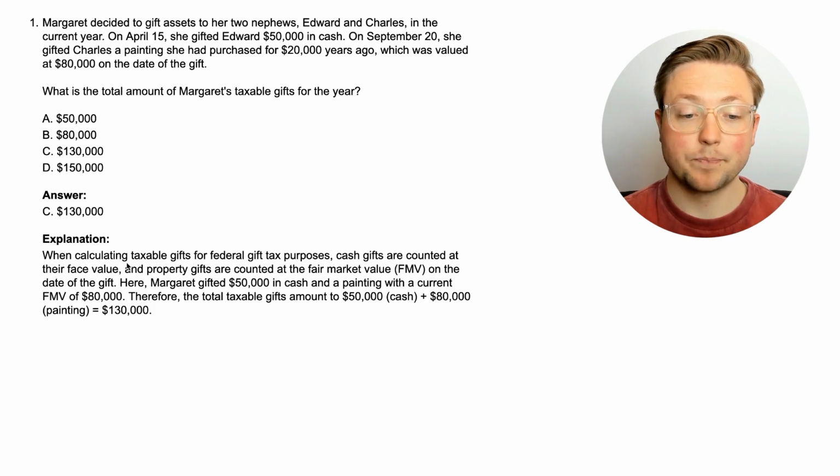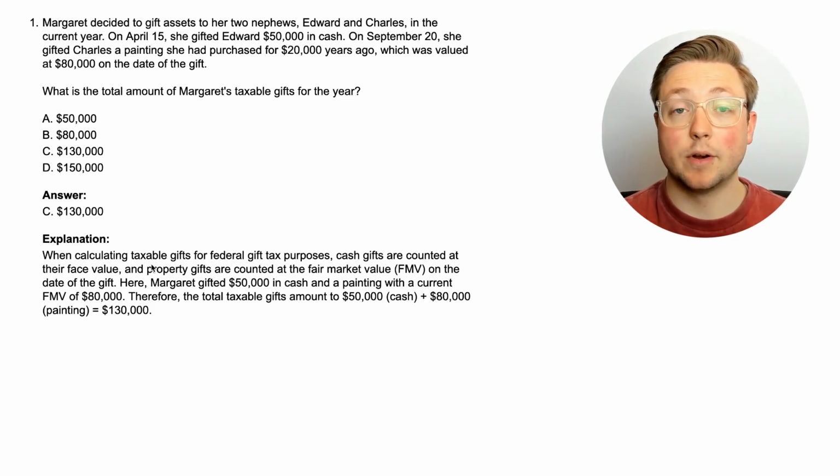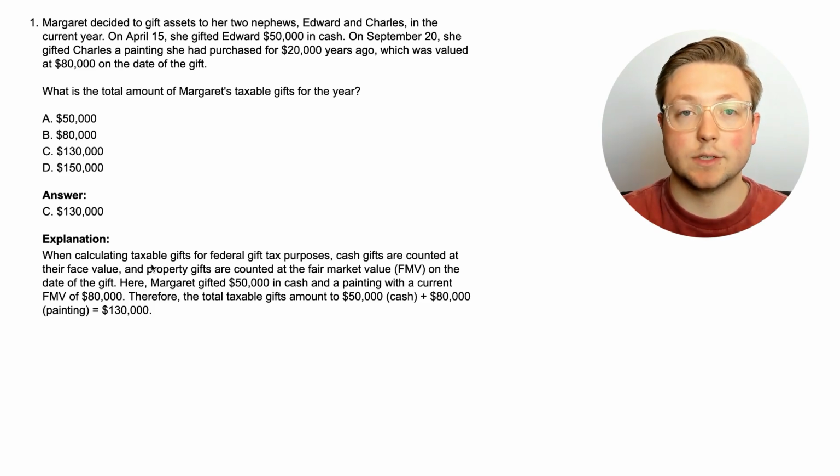So let's read through this. When calculating taxable gifts for federal gift tax purposes, cash gifts are counted at their face value, so whatever amount of money you gave them, that is the taxable gift. And property gifts are counted at the fair market value on the date of the gift. Here, Margaret gifted $50,000 in cash, and the painting had a fair market value of $80,000, so added together, that gives you $130,000. So that's the basic gist of it right there.